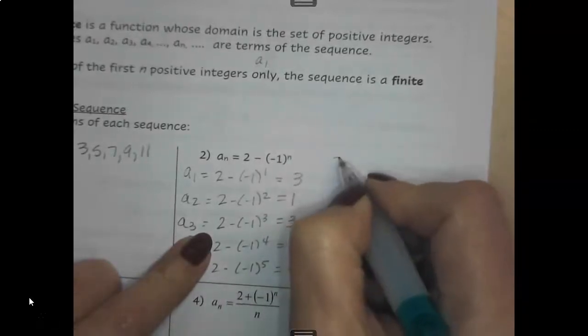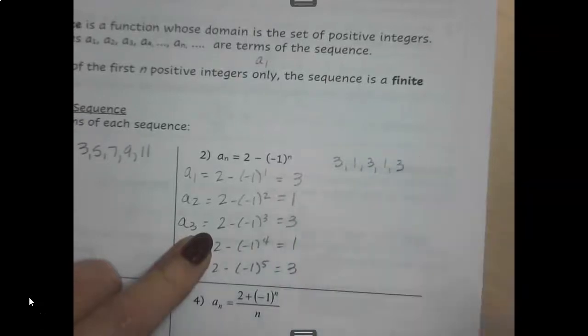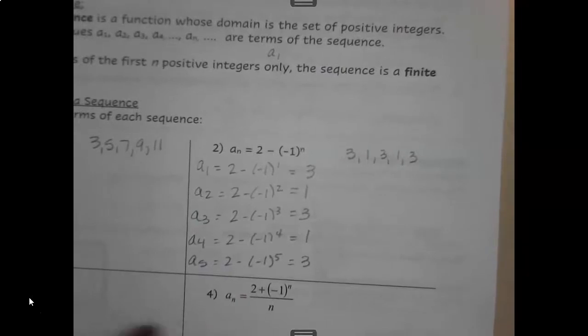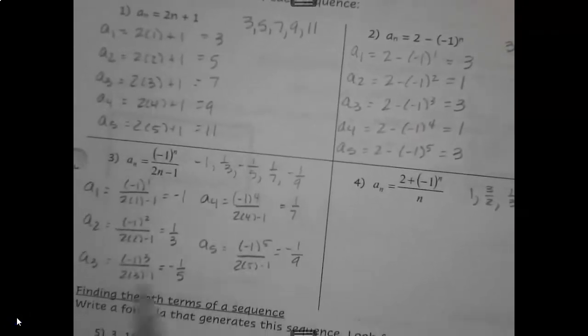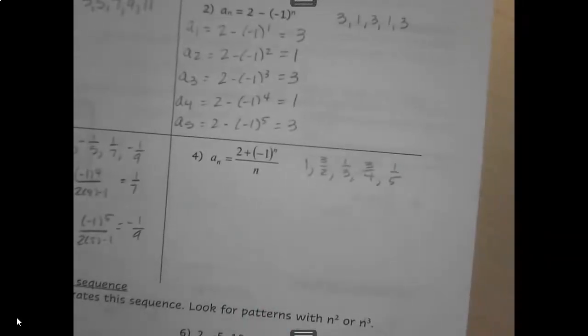So the first 5 terms here. I'm going to pause, and I want you to do 3 and 4 so that you can see what that looks like. So take a moment. Don't just watch me do it. Okay, so here I did this one and I worked it all out, and these are my 5 terms. And over here, these are the 5 terms you should have.